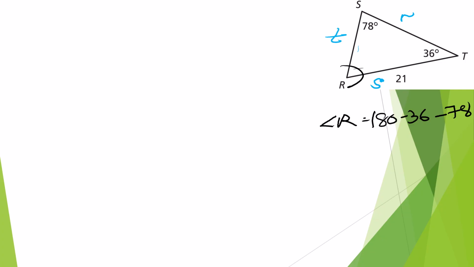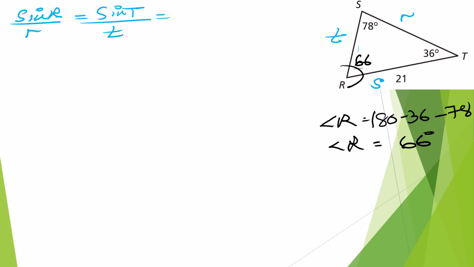So I will write in the calculator 180 minus 78 minus 36. So I will get 66. So I have 66 degrees here. Now after that I normally write down my formula. So the formula is sine capital R over small r, sine capital T over small t, and sine capital S over small s. After that, I will just write down the values.